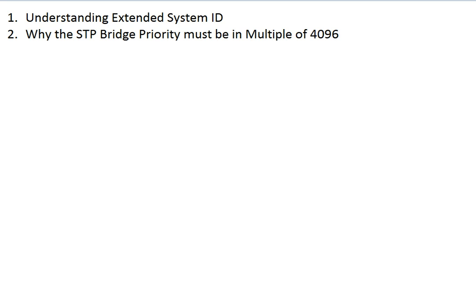Hello everyone. Today we are going to see and understand the extended system ID and why the STP bridge priority must be in multiples of 4096. Anyone working with multiple instances of VLANs and multiple versions of STP would understand that you have to set the ID to a multiple of 4096.